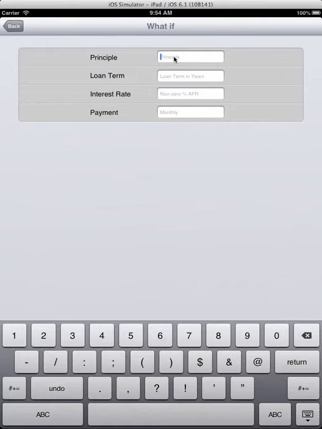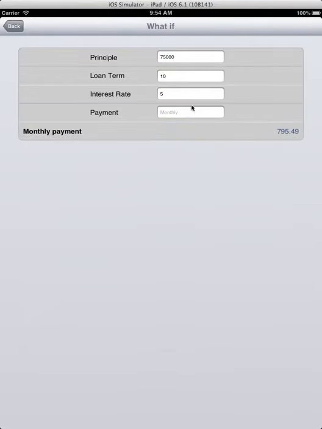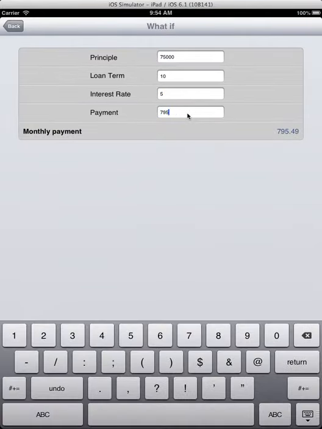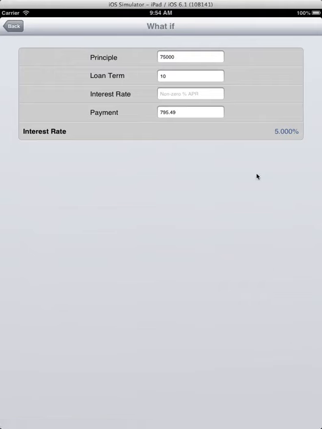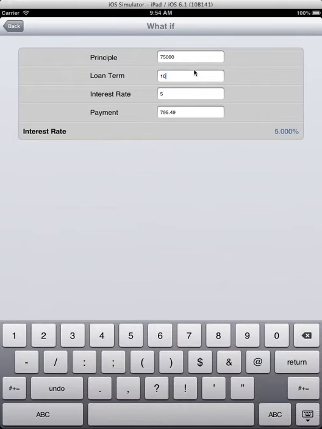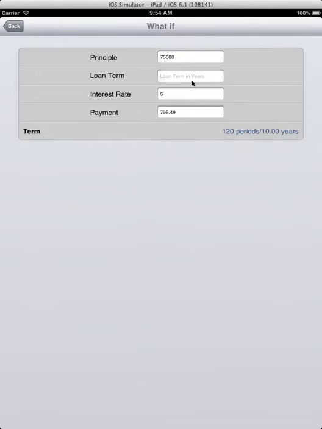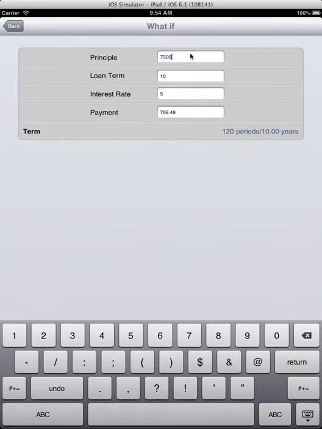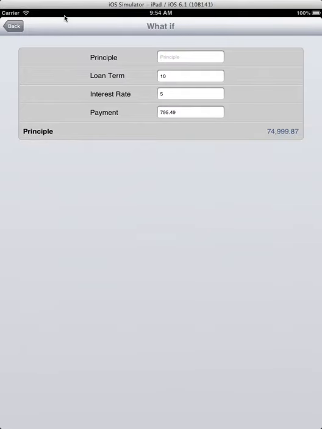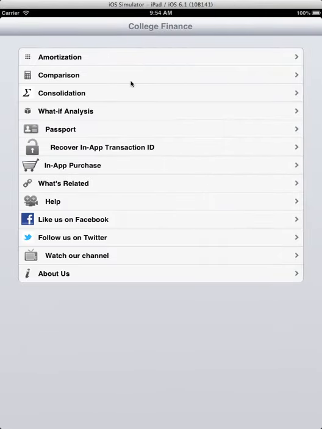In case you have data about the three variables, you can actually calculate the third variable. So here is the monthly payment, say 795.49, and we want to calculate the interest rate, and this is how we can calculate. Say we want to calculate the term of the loan. Here we can calculate the term of the loan. Say we want to calculate the principal amount. Here is how we can calculate. Okay. So as you can see, this is very useful for loan analysis, what if analysis, and loan consolidation.